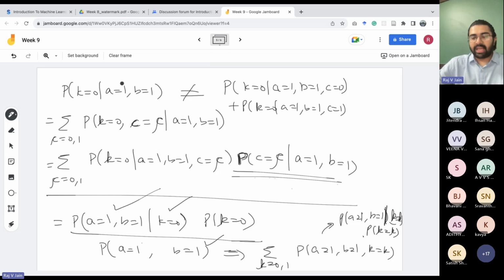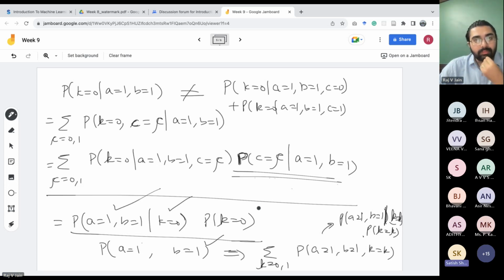Where you're saying, okay, I have only A and B with me. I know what A and B are. Can you tell me what the probability of K being 0 will be? You can answer that using naive Bayes assumptions through this sort of scenario. That's the idea, Satish. Does that make sense?